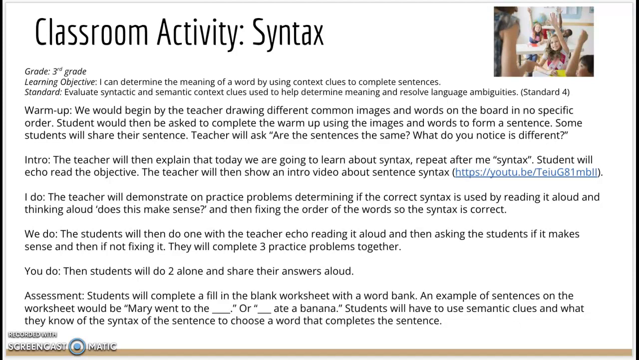If the teacher needed to do another assessment, she could have the students complete a fill-in worksheet that has a word bank, and it would be some sentences, maybe 3-5 sentences, and they would look like this sample right here where it says Mary went to the blank, or blank ate a banana, and students would have to use words in the word bank to fill in the blank in order to create a sentence that follows the correct syntax, and they would have to use semantic clues and what they know based on what they've learned on syntax in order to choose a word that would complete the sentence and make practical sense.